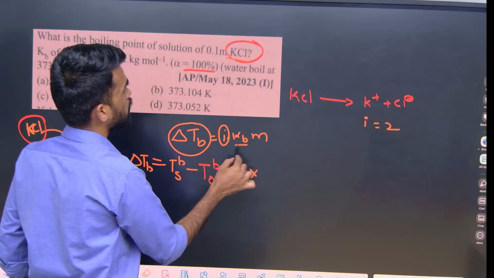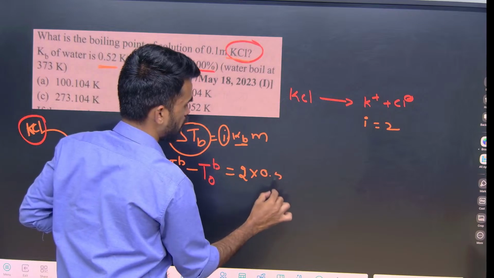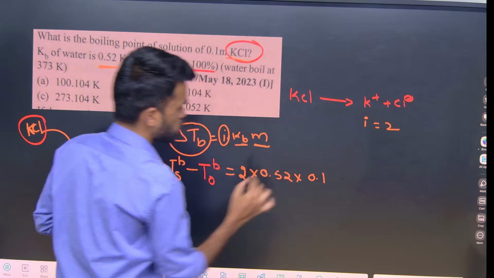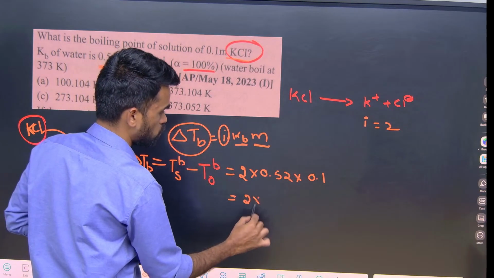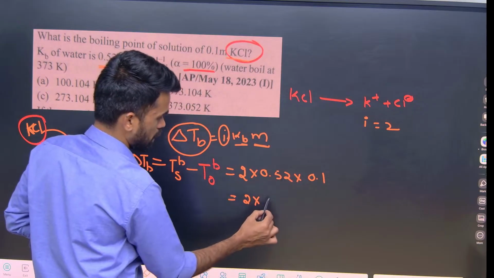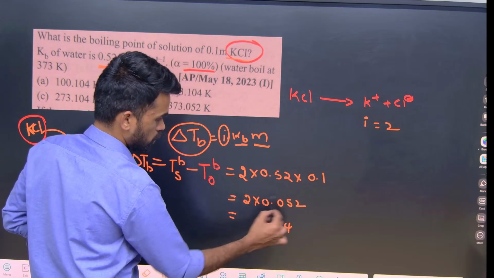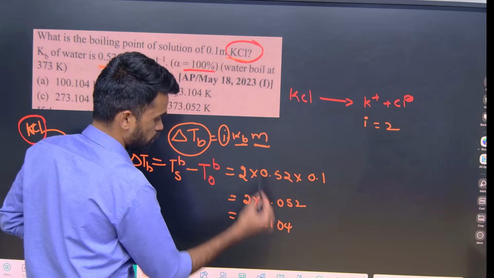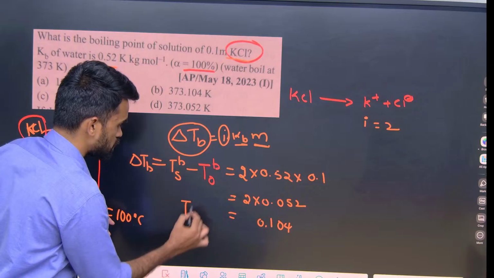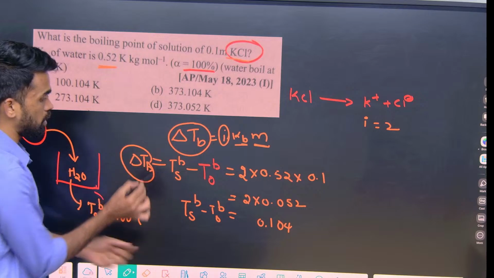And what about Kb? Kb here should be taken as 0.52. What about m here? Molality is 0.1. That's it. So this is what you need to do. This is 2 into 0.52 into 0.1, I mean, you can say it as 0.052 times 2, which is 0.104. So this is T B minus T naught B. If they ask what is the elevation in boiling point, this will be your answer.